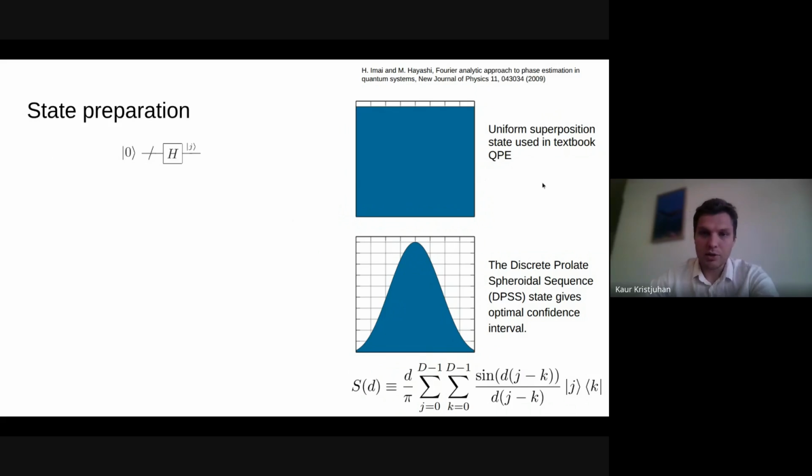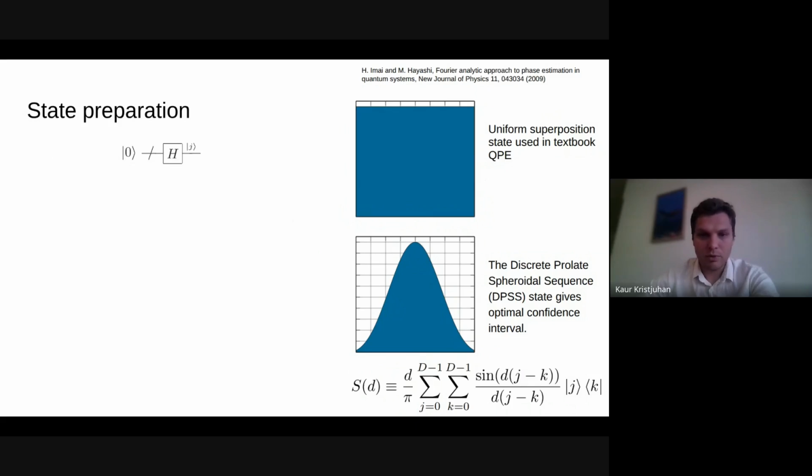But we know actually that it's not the best possible state you could prepare on that control register. In fact, by changing the state that you prepare on the control register and nothing else about the algorithm, you can decrease the width of that confidence interval. So you get a more reliable answer. So that was one of our goals. So we'd like to maybe choose a better state to prepare.